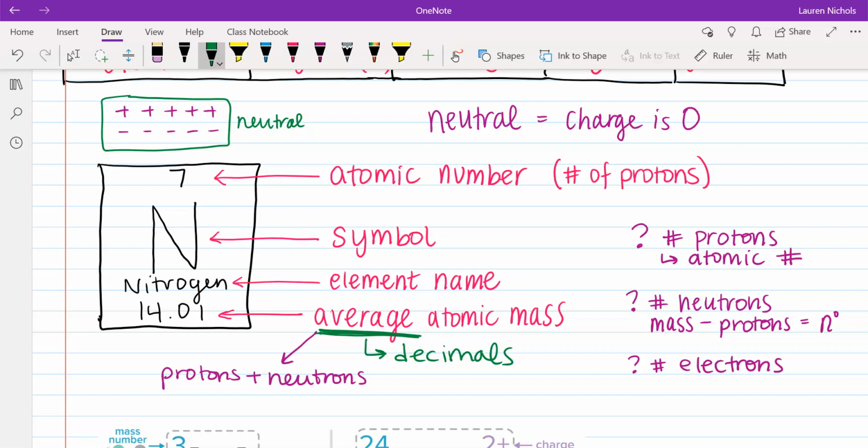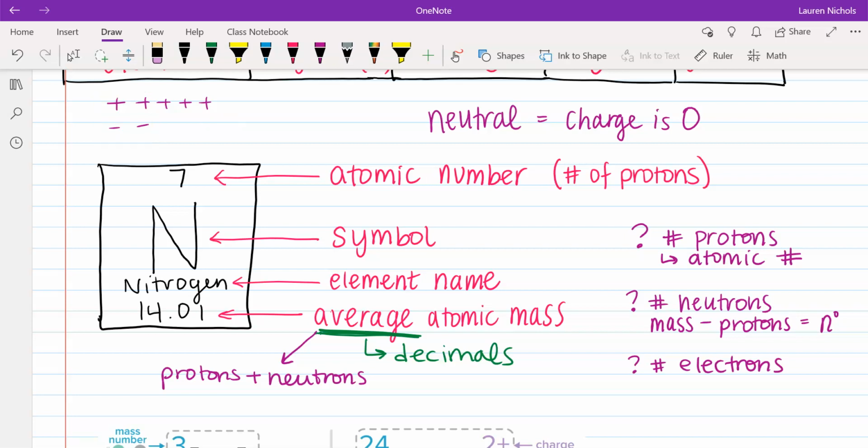However, if I had something instead that had 5 protons and only 2 electrons, well then the only ones that would cancel each other out are these. And so I have fewer electrons than I do protons, so this would result in a positive 3 charge overall. We would say the whole atom is positive 3. And so that would be its charge.